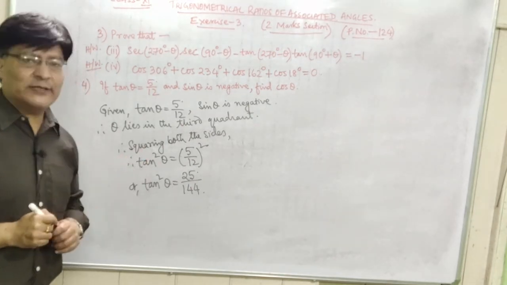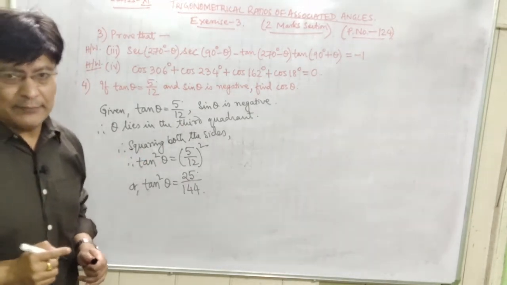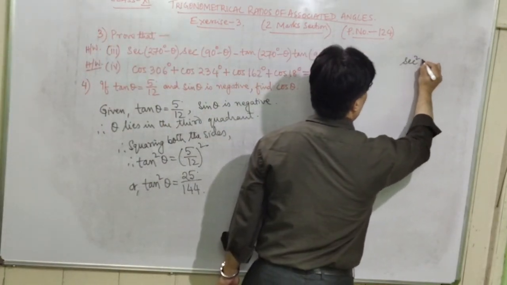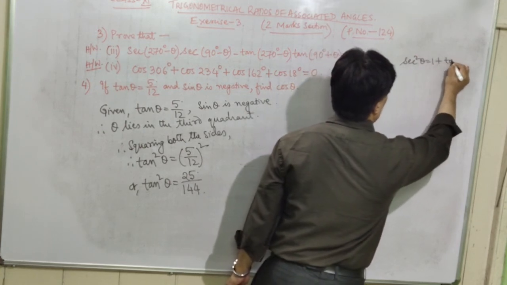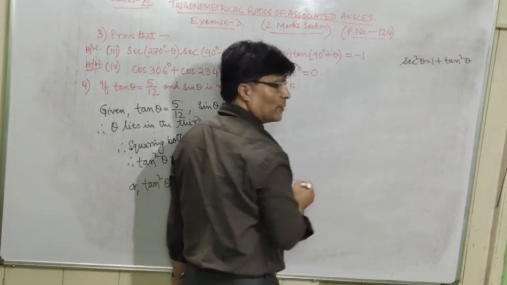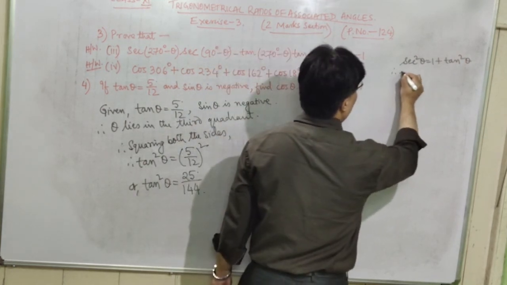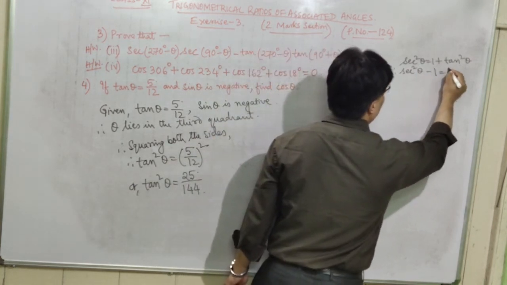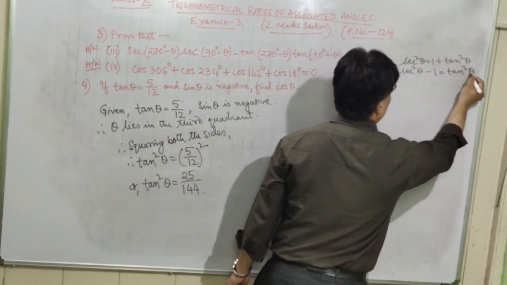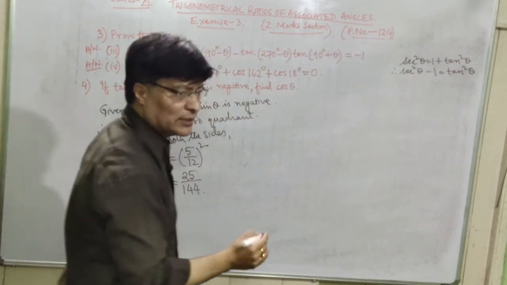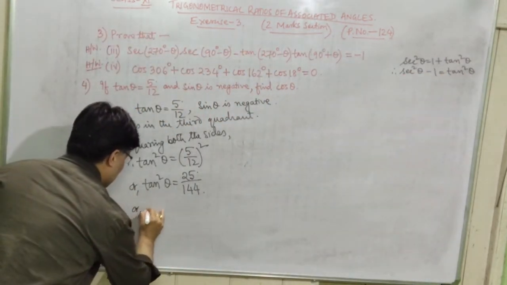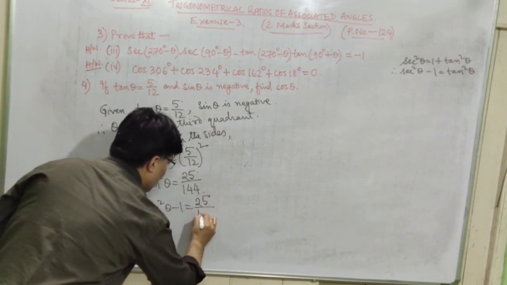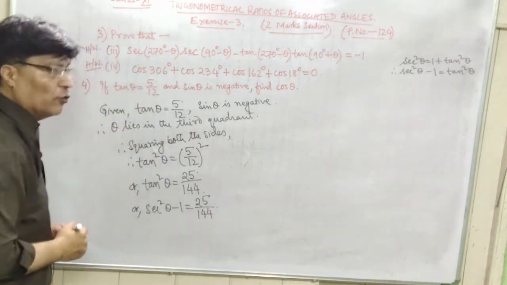Now, what is the formula for tan square theta in terms of sec square theta? You should know it. In class 10, you know this formula, sec square theta is equal to 1 plus tan square theta, isn't it? So, what is the value for tan square theta from here? You can take this 1 to the left hand side. So it is sec square theta minus 1 is equal to tan square theta. So let us write here, sec square theta minus 1 is equal to 25 divided by 144.